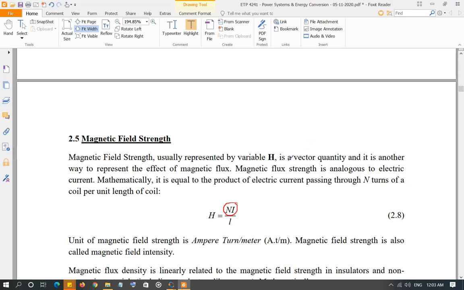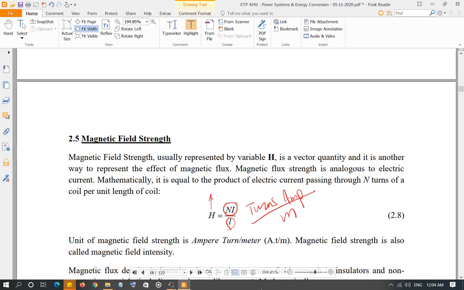So the way you calculate the strength or intensity of that magnetic flux is you take the product of the number of turns times the current that is flowing in that coil, divided by the length of the coil, and that gives you magnetic field strength H. The unit of H is number of turns of coil, so turns, times current, ampere, divided by length, meter, right?